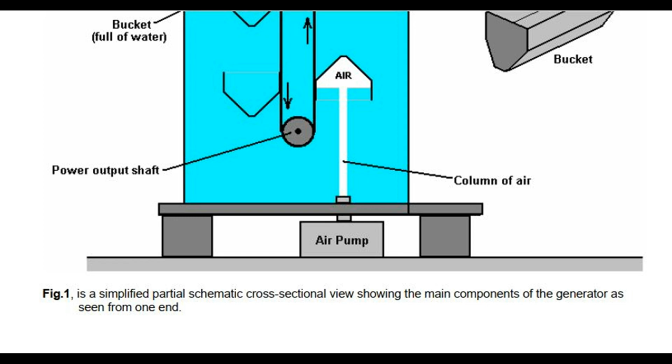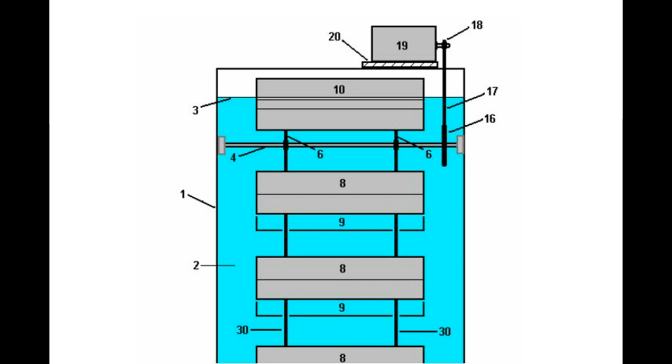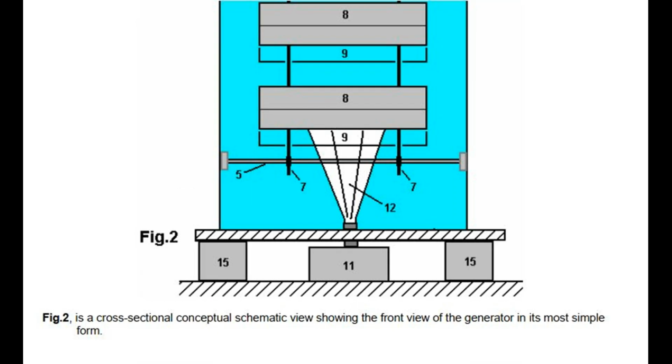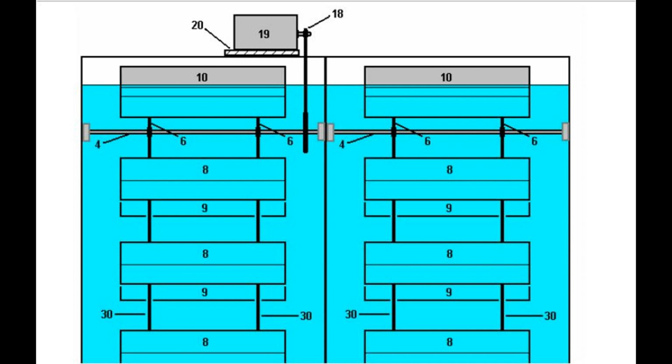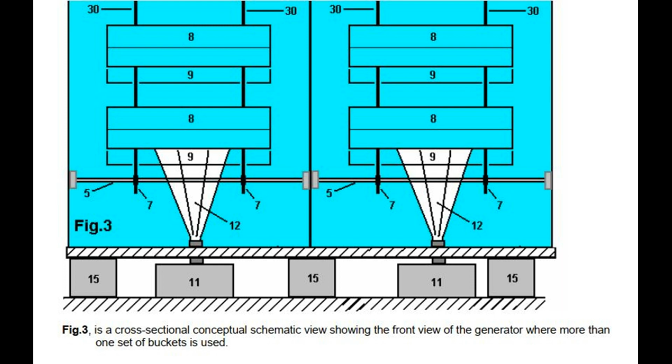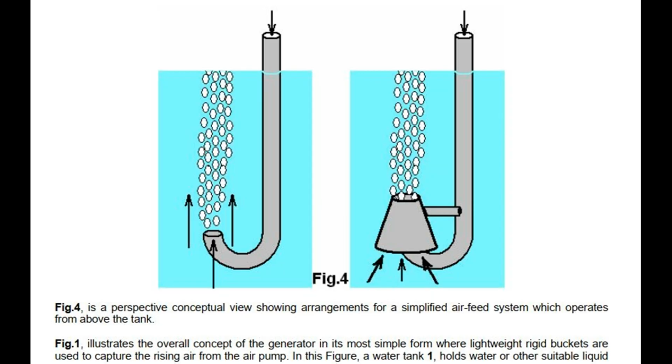Fig. 1 is a simplified partial schematic cross-sectional view showing the main components of the generator as seen from one end. Fig. 2 is a cross-sectional conceptual schematic view showing the front view of the generator in its most simple form. Fig. 3 is a cross-sectional conceptual schematic view showing the front view of the generator where more than one set of buckets is used. Fig. 4 is a perspective conceptual view showing arrangements for a simplified air feed system which operates from above the tank.